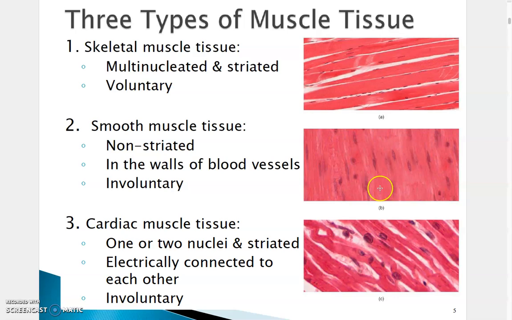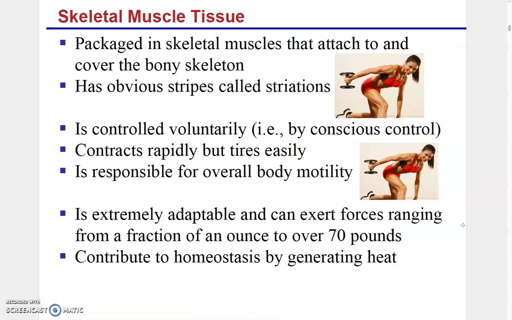So that's why it's involuntary, because you don't do those things on purpose. You don't move your blood vessels on purpose. It just moves on its own and does its job without you thinking about it. And then cardiac muscle tissue here at the bottom is also involuntary. Its purpose is basically to beat and spread blood throughout your body, and that's why it's involuntary, because you don't think about your heart beating, it just happens on its own.